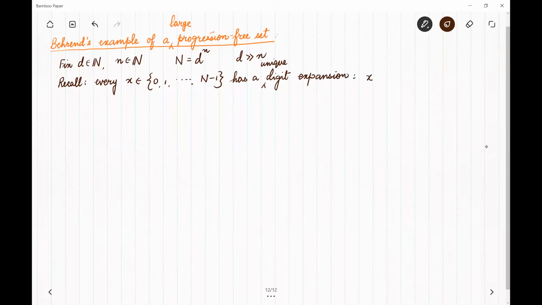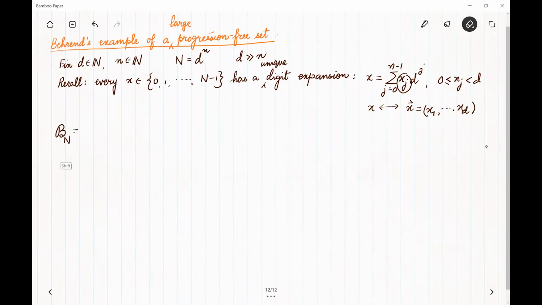So that means that you can write x as the sum of x_j d to the power of j, j from 0 to n minus 1. And these x_j's are the digits, and they can take any value between 0 and d. So what Behrend did, this is a nice trick where a single integer x is identified with a vector of integers x_1 through x_n. Now Behrend's idea was the following. So he defined, let's call this B sub r, because it's going to depend on this parameter r.